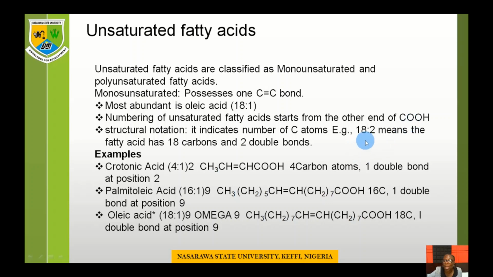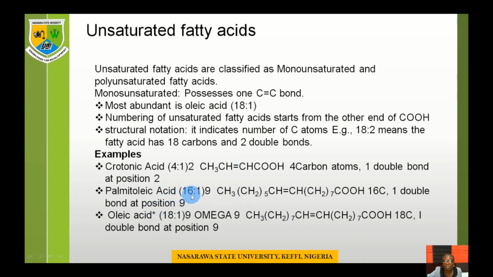For example, if you have 18, 2, it means the fatty acid has 18 carbons and 2 double bonds. Now let's take the example of crotonic acid. Crotonic acid has 4 carbons, then 1 double bond, and this 2 is showing that it's at position 2. Now if you count it, 1, 2, 3, 4. So it's saying it's a 4 carbon, it has 1 double bond, then it is attached at position 2. Let's count. 1, 2. So it's attached to this carbon.